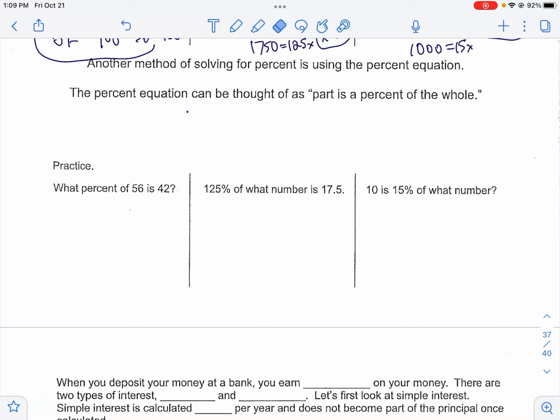The second method that we can use for solving percents is something called the percent equation. And the percent equation is the part, or the "is," equal to the percent of the whole, or the percent multiplied by the "of."